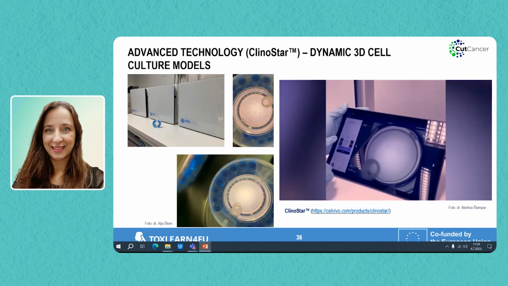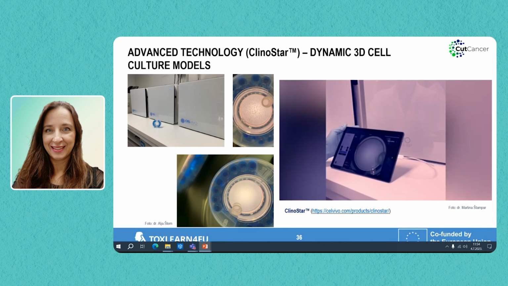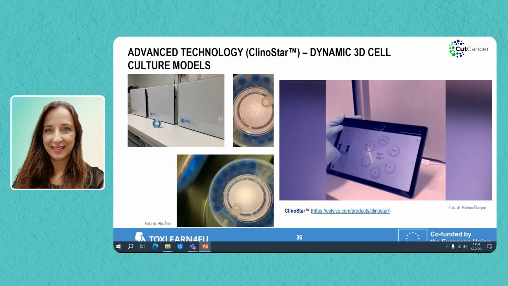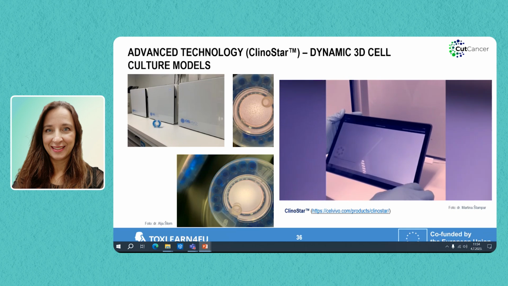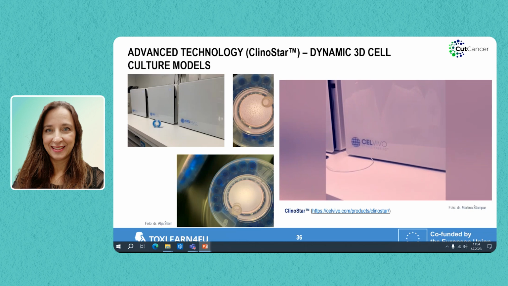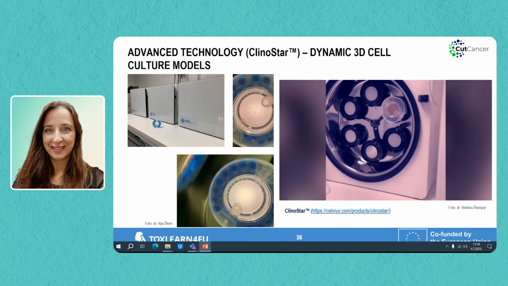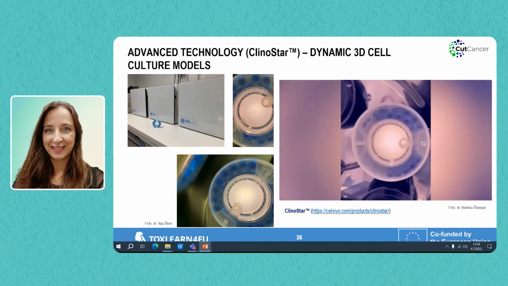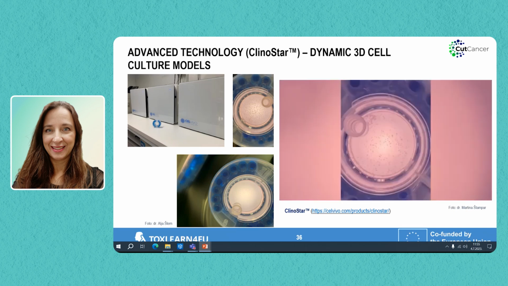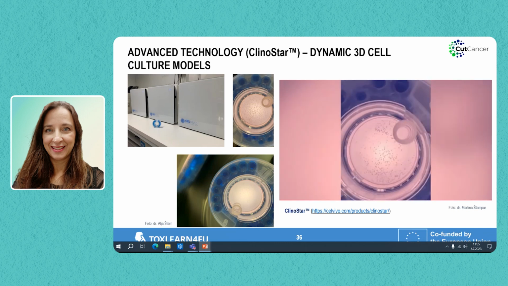So we can actually see with the tablet. On this tablet you see one bioreactor rotating in the incubator, and we can monitor everything. We can change the speed of the rotation, and we actually don't need to open the incubator. This is one bioreactor that is rotating, but we can use 6 in one incubator, and for each one we can have a different rotation that is adjusted according to the size of the spheroids.